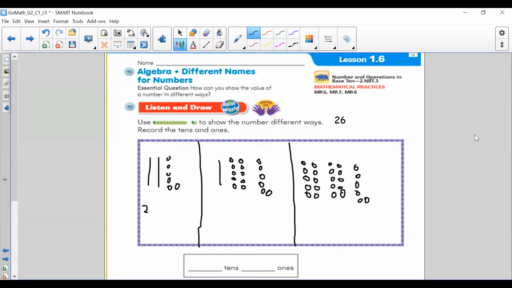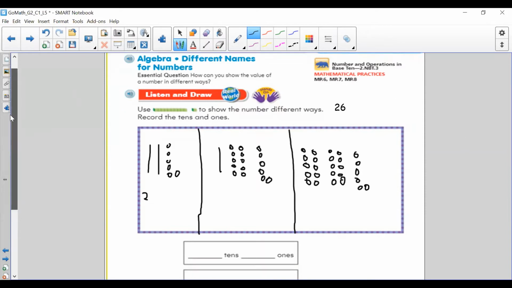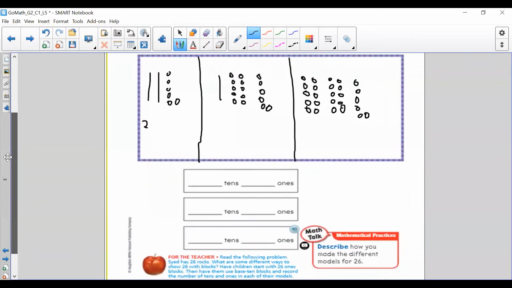Okay, boys and girls, I hope you were able to draw those. And then at the bottom, we have a place here where we can write how many tens and ones in each of our drawings. So our first drawing, how many tens did we have? Yes, 2. And how many ones? That's right, 6.